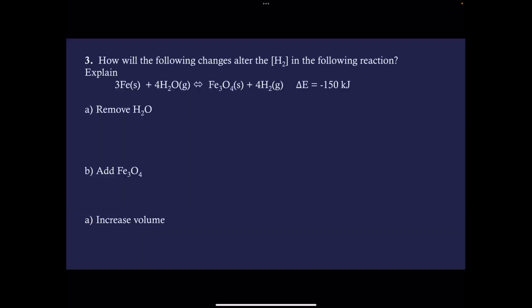So if you look at problem number 3, we're asked how the following changes will alter the hydrogen concentration in the following reaction. So we've got iron reacting with water, producing iron oxide and hydrogen. And so the first thing we're asked about is removing water. So if we look at our equation, if we're removing water, water is a reactant.